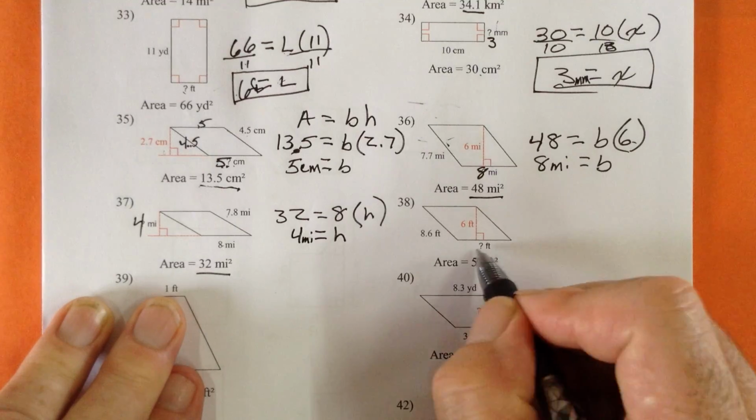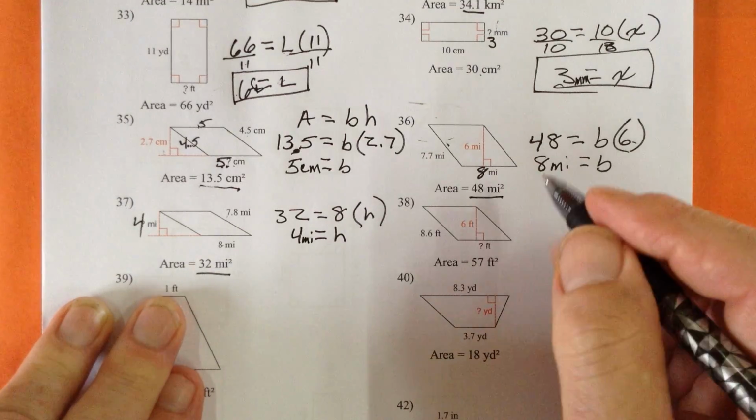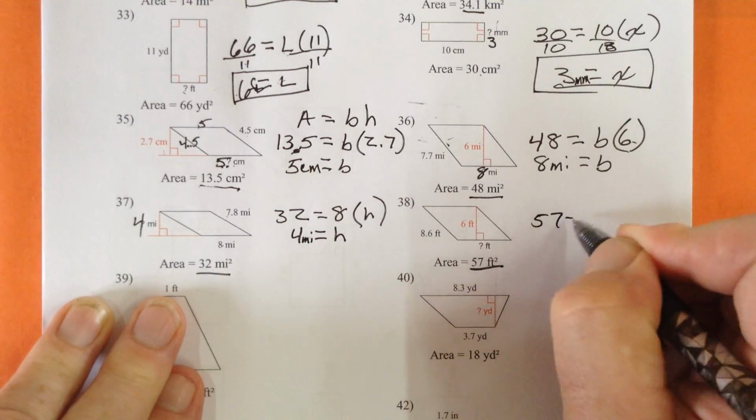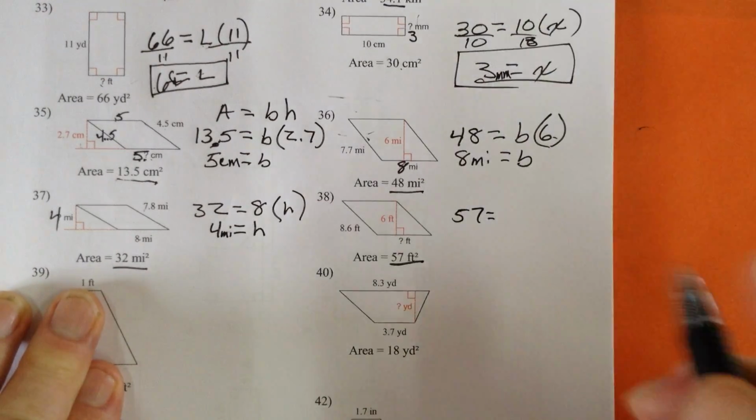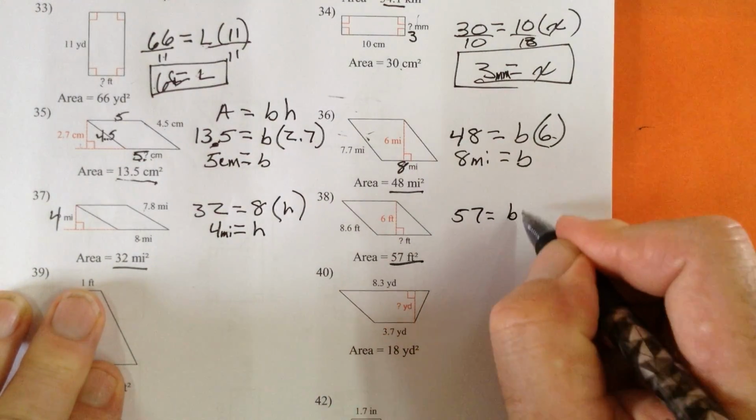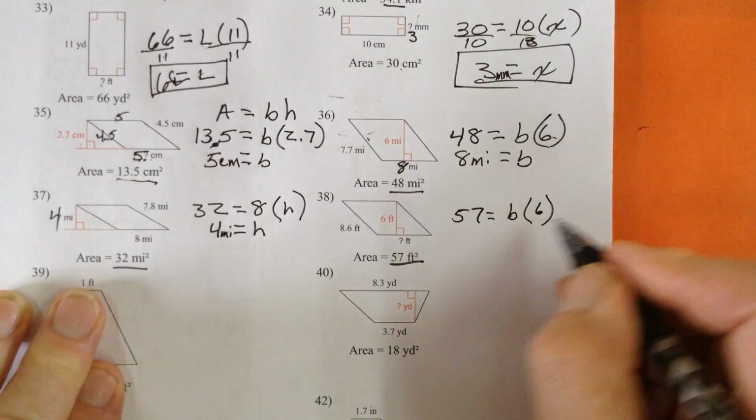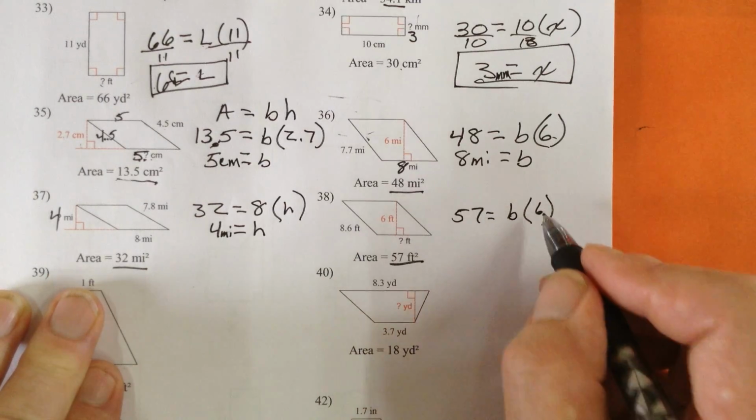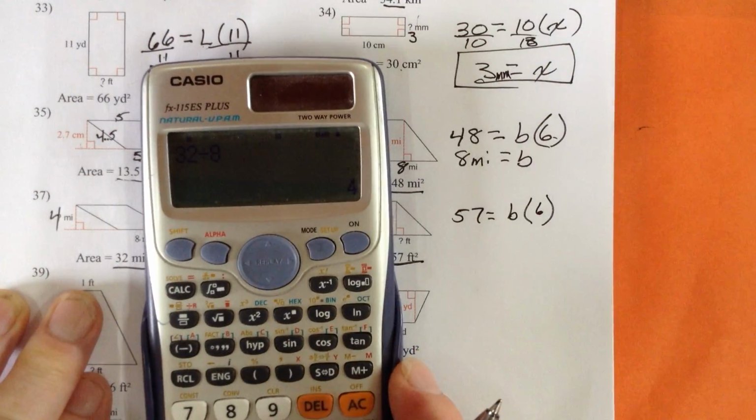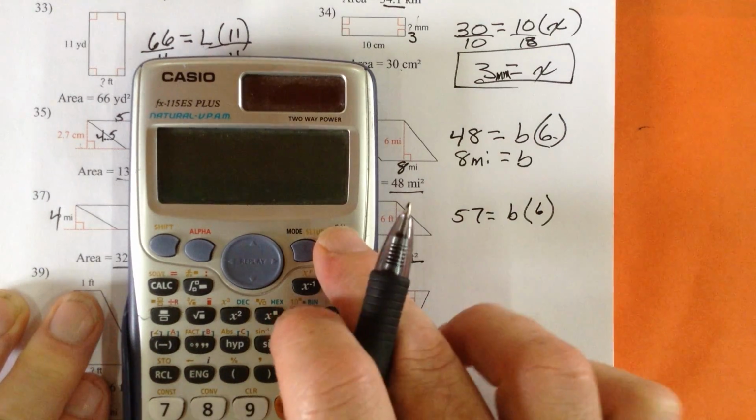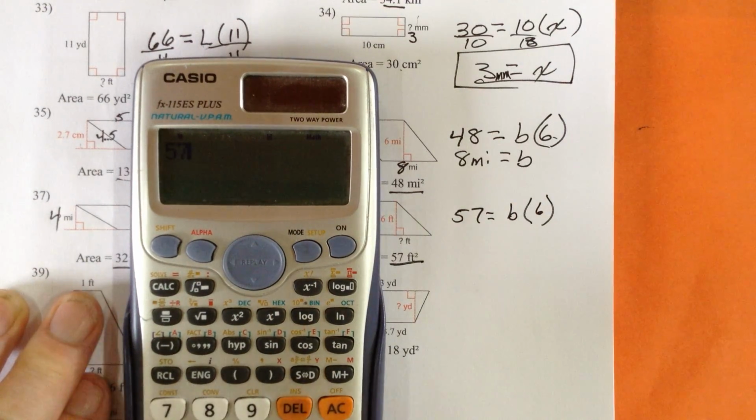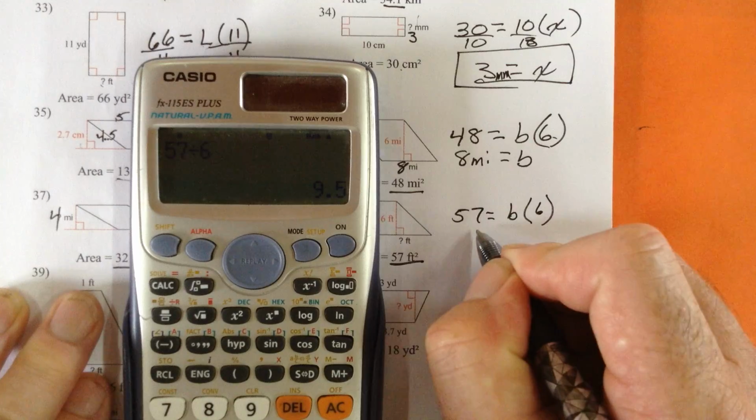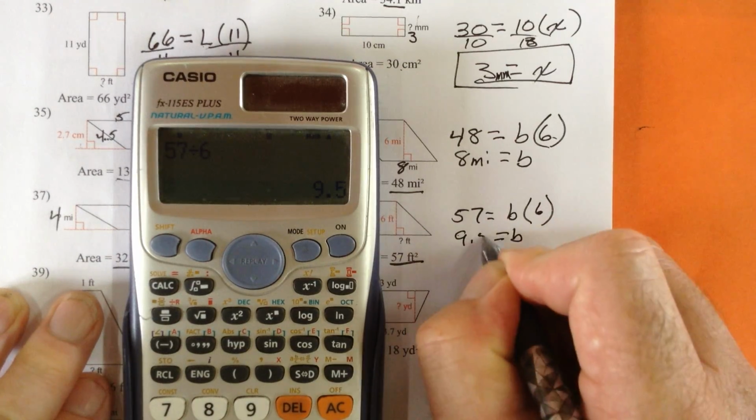And then the last one here, you don't have the base. So here 57 would be the area. 57 equals the height is 6 and the base is unknown. So therefore something times 6 has to equal 57, or 57 divided by 6. So I'm going to go clear. 57 divided by 6 equals 9.5. So the base here will equal 9.5.